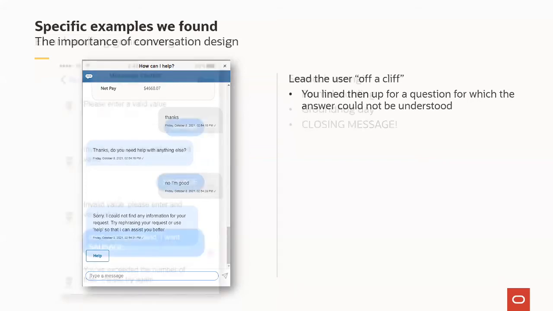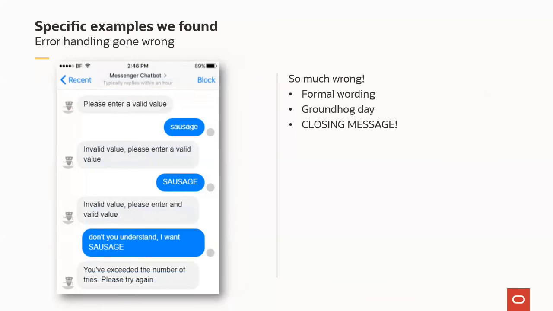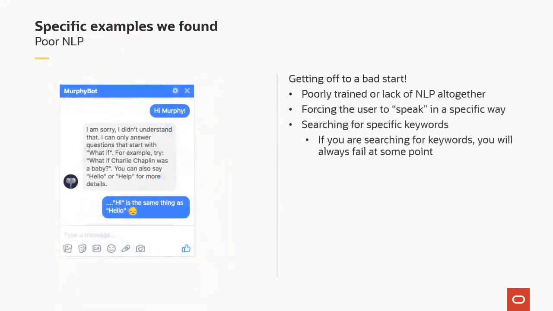There's so much wrong about this one, and this actually is a real bot we looked at, although I've put in fake data here. Please enter a valued value, and it's simply repeating round the same thing. And then at the end, you've exceeded the number of tries, please try again. And that is genuinely an error message I saw in a bot. So I think that wins the trophy for the craziest error handling for a bot. It's just wrong in every possible way.